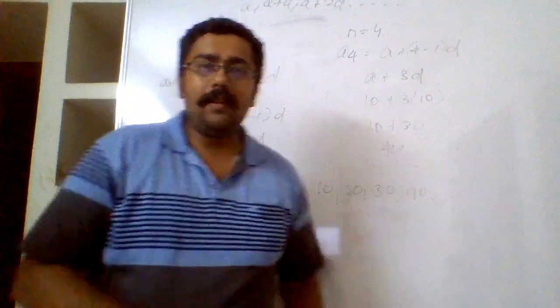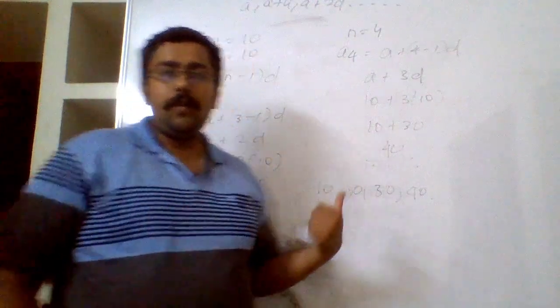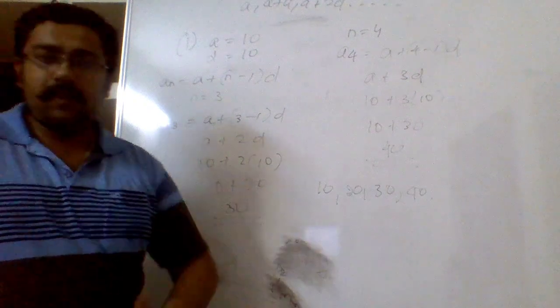So did you understand how to find out, if they give you A and D, this is the method you have to follow to find the first four terms of an AP?